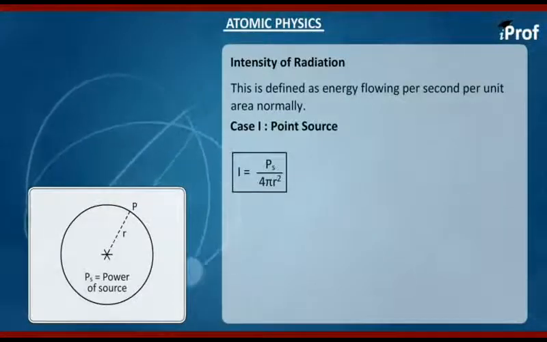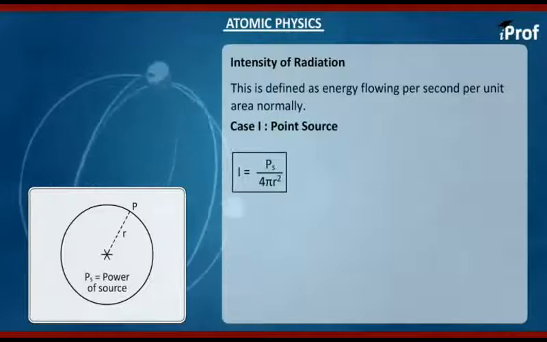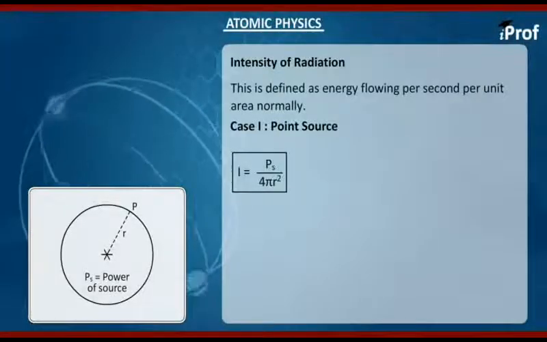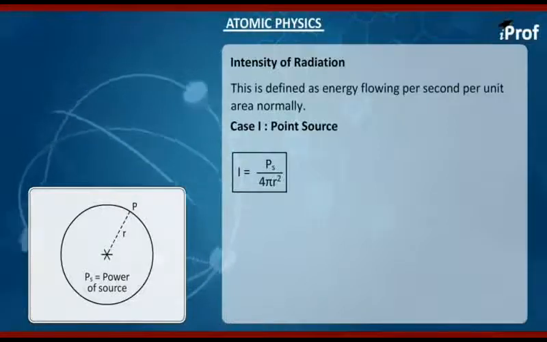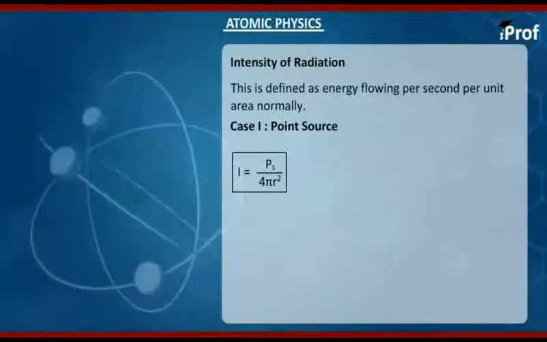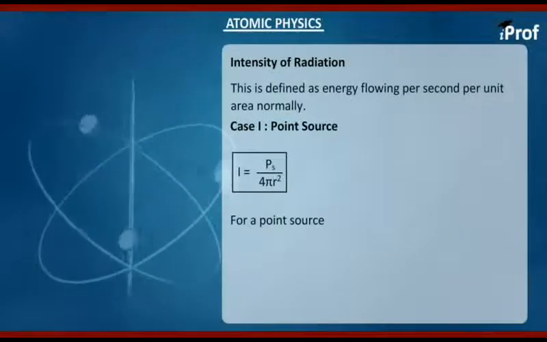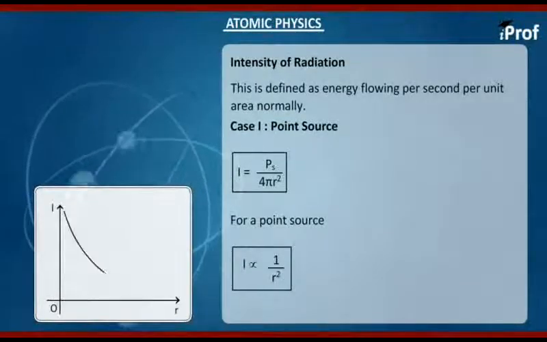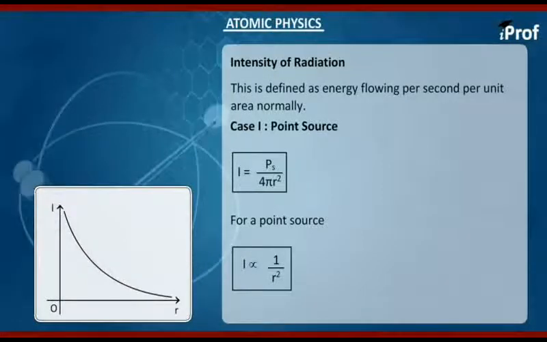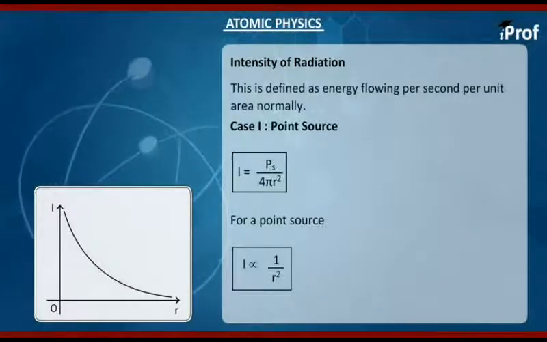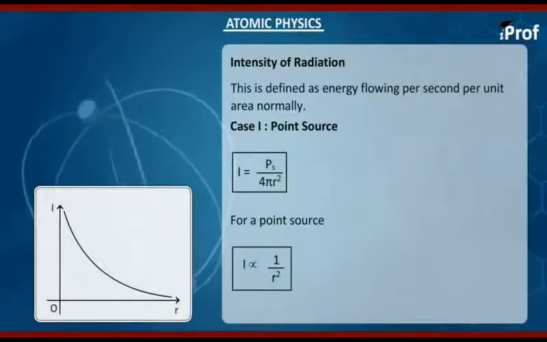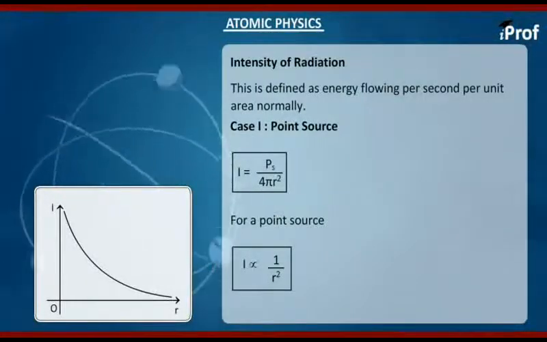This is the expression for intensity at a point P, which is distance r away from the source, which is the bulb, treated as a point source in this case. We can say that for a point source, intensity is inversely proportional to the square of the distance. As distance increases, intensity falls rapidly. The graphical variation is also shown on the screen.